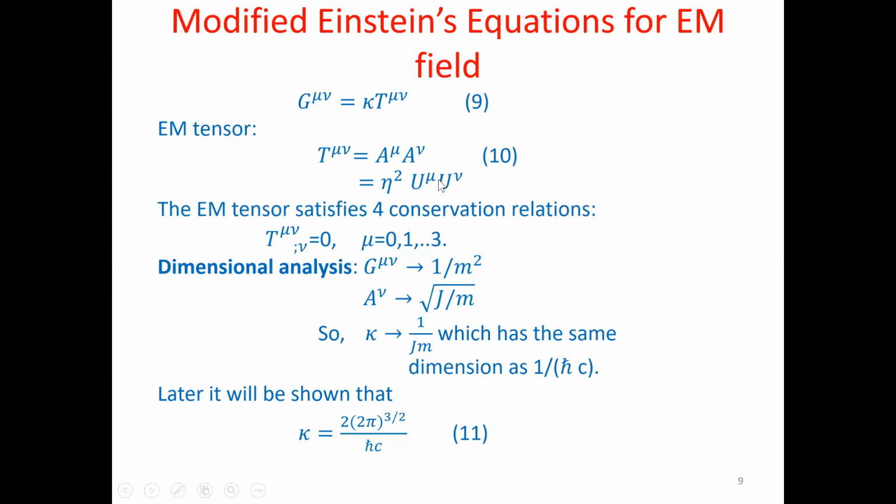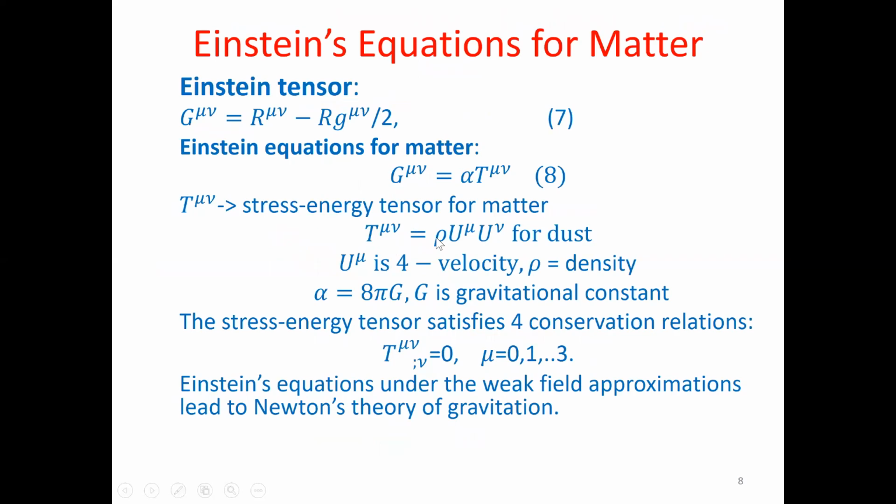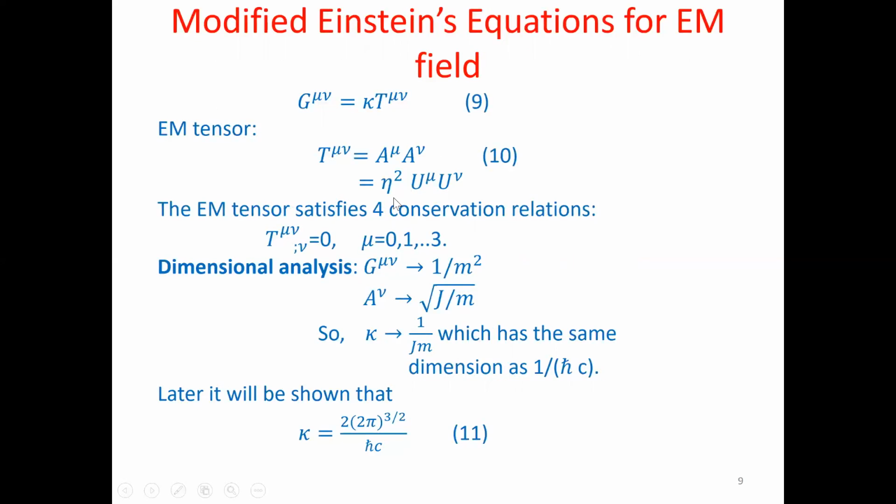In fact, it has the same form as the stress energy tensor for dust. You see here, for dust, the stress energy tensor has got rho times product of 4-velocities. So in the case of electromagnetic field, we have the same form. Instead of rho, we have got eta squared and product of 4-velocities. So eta squared is playing the role of the matter density in the case of electromagnetic field.